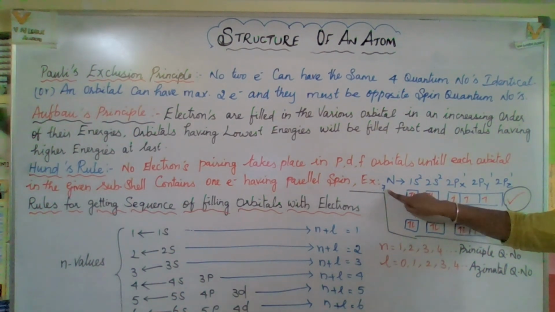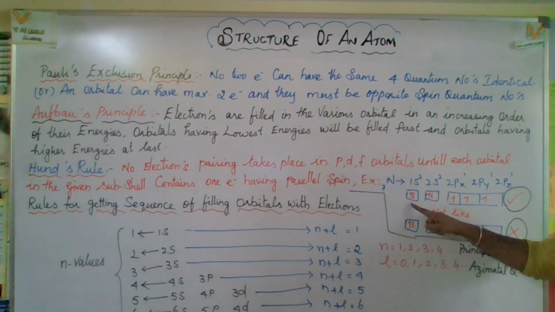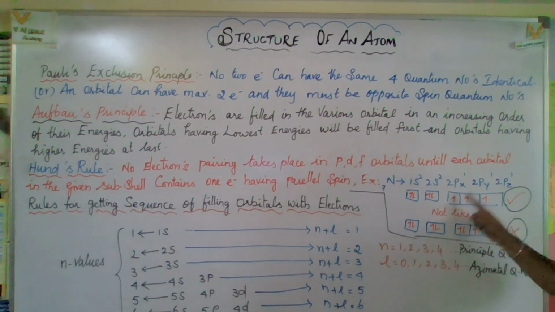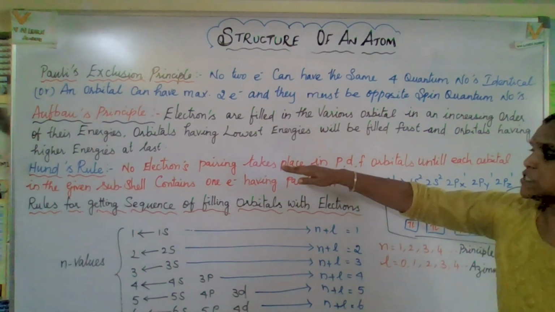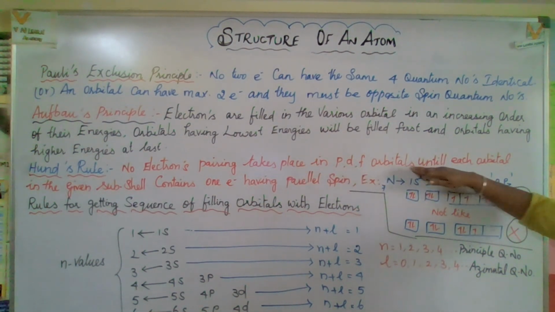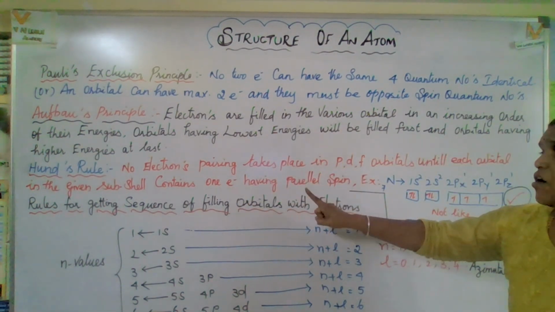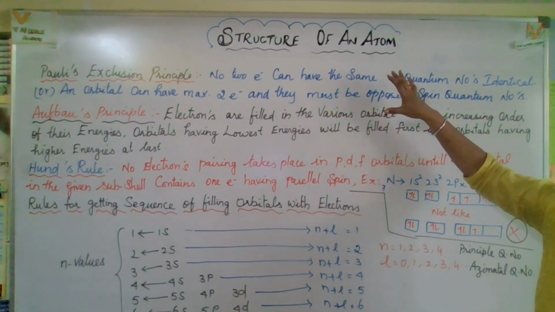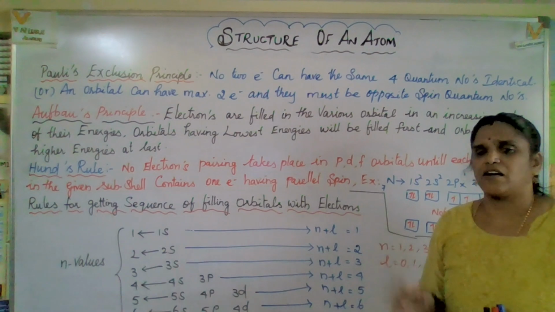Now oxygen 8 means 1s2, 2s2, 2p4. That means here two electrons, here two electrons, and here it first has to fill singles, then the one electron which is remaining will go and pair in the doublet. So in this way, no electron pairing takes place in p, d, f orbitals until each orbital in the given subshell contains one electron having parallel spin. That is what they mention. These are the three main principles showing the idea of how the electrons are filling.